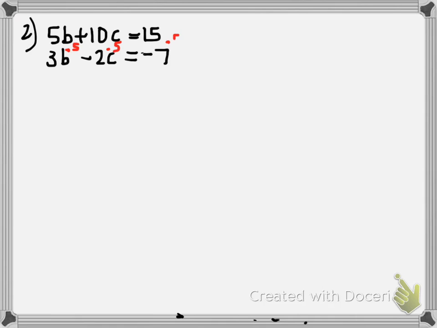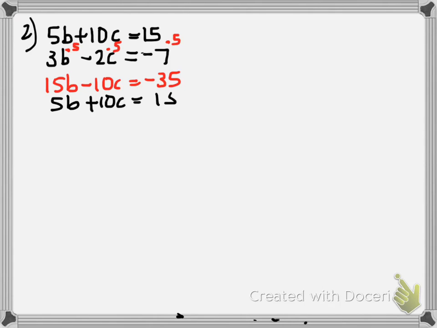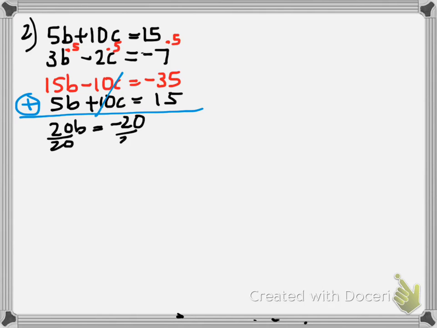So multiply everything by 5, and that equation becomes 15b minus 10c equals negative 35. Now bring that other equation back, and we have the first one, 5b plus 10c. And notice your c's have exactly the same coefficient, but opposite operations. So now what we can do is add to eliminate, and you're going to eliminate the c's this time. So this gives you 20b equals negative 20, divide by 20, and we get b equals negative 1.